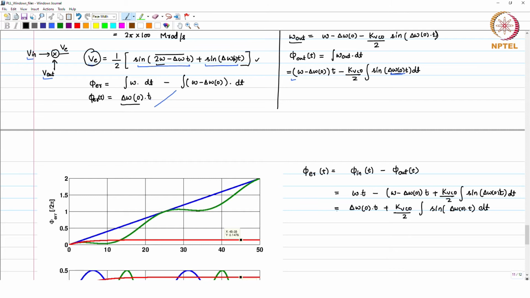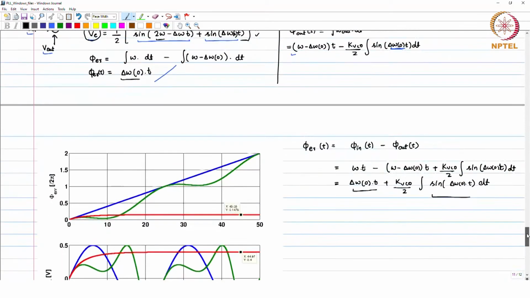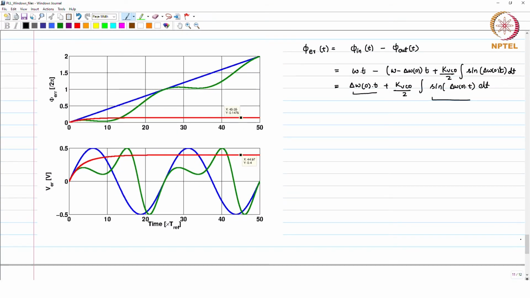So, you see that the phase error, in response to the phase accumulated by the VCO, has two terms, one of which is linear and the other is an integral of the sine wave, which will be periodic in nature. Now, I told you each of these things in open loop, and when I close the loop, I will see some kind of response which I am going to show you here.